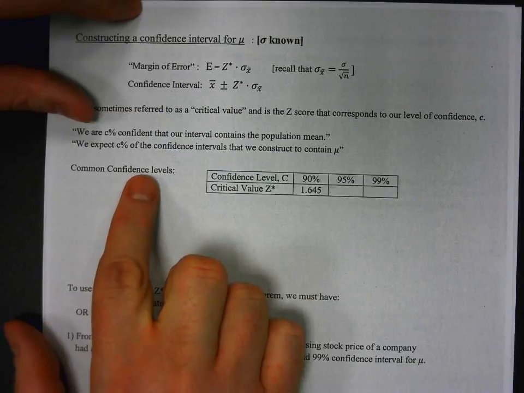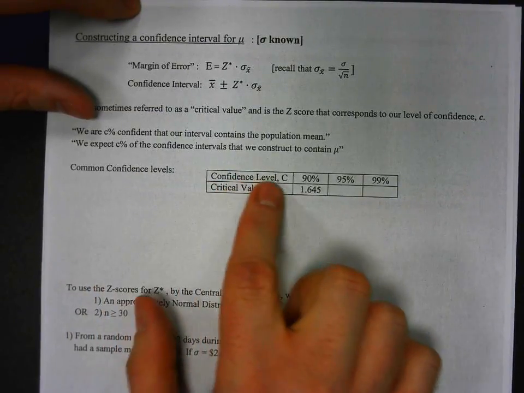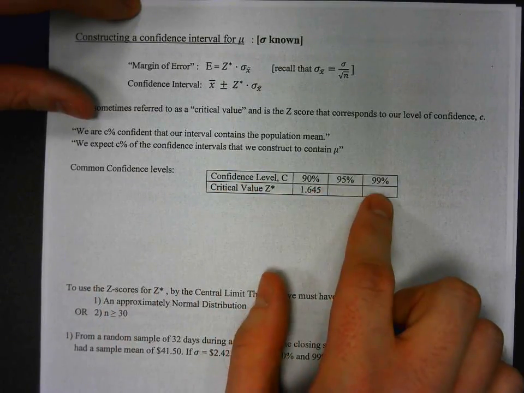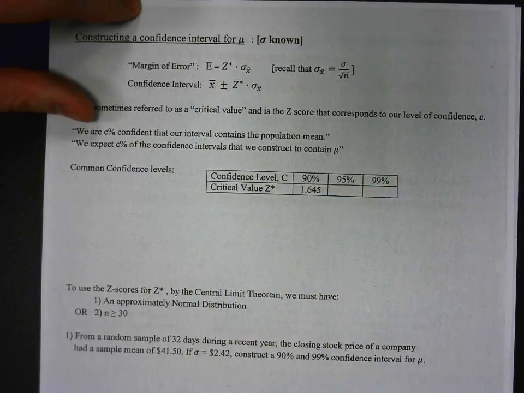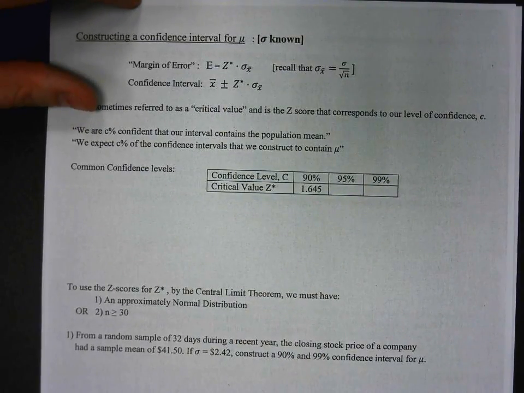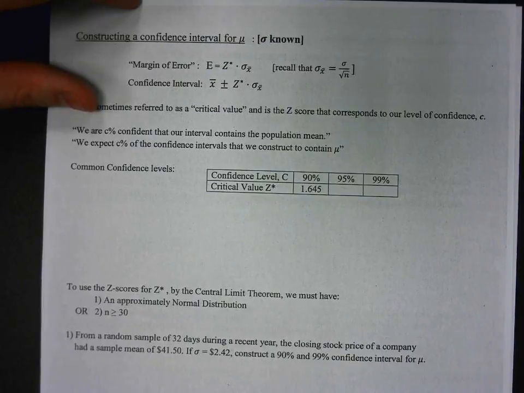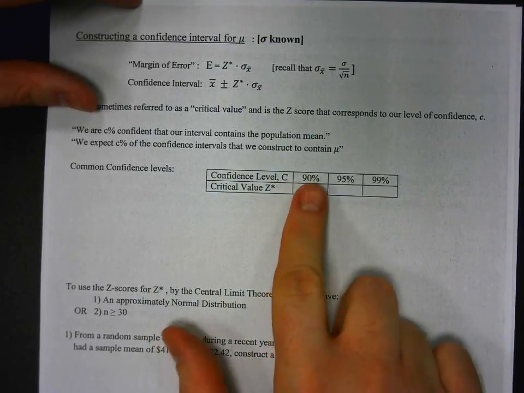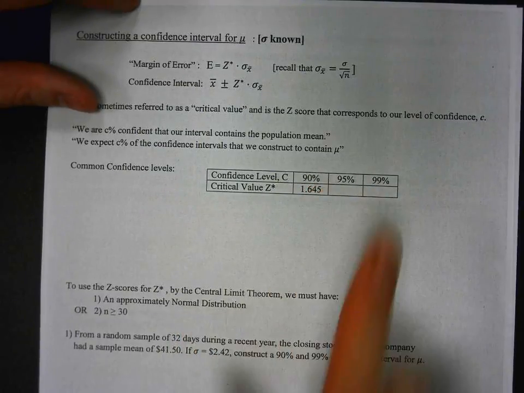Common confidence levels are 90, 95, and 99%. The basic idea is that when you make a prediction or estimate about the population mean, you want to be confident in your answer. You don't want to be 50% confident. You want to have a high confidence in your answer. So these are the most common ones, 90, 95, and 99.